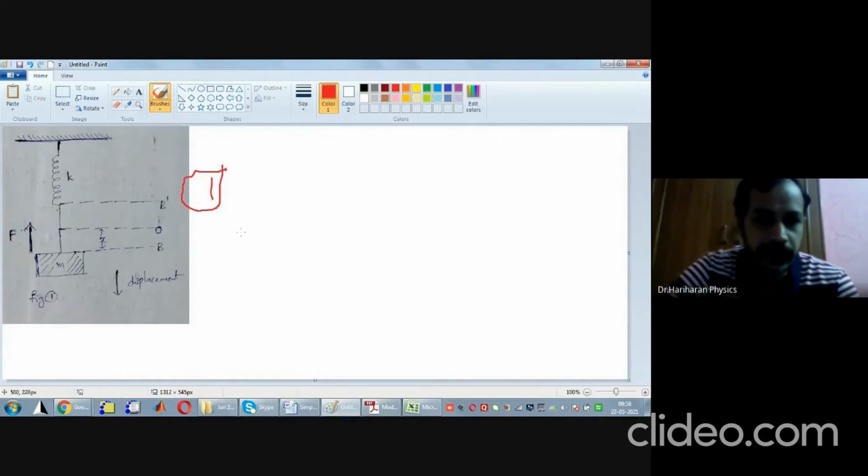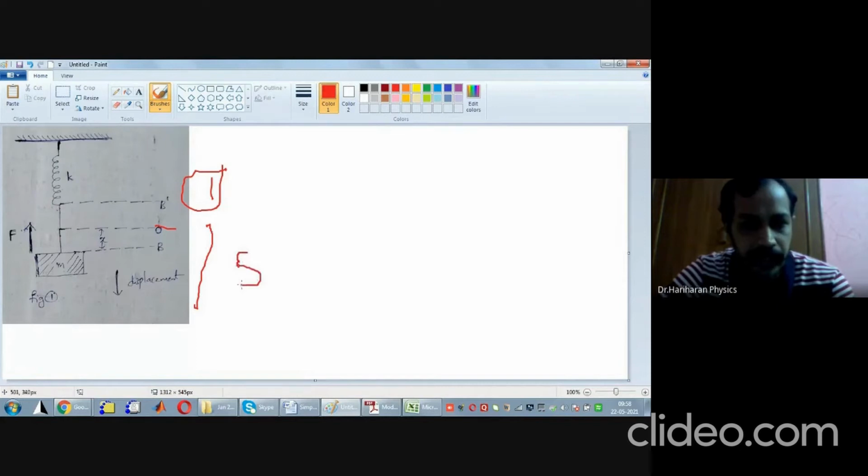The first case is, this is the equilibrium position, correct? In my diagram, this is the equilibrium position. First case is the body is pulled away from its equilibrium position over a distance of say 5 centimeters. This is 5 centimeters. Okay, this is case 1. I'll consider second case. What is the second case? The second case is, again, this is my equilibrium position.